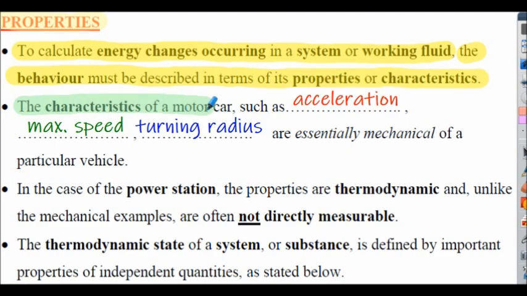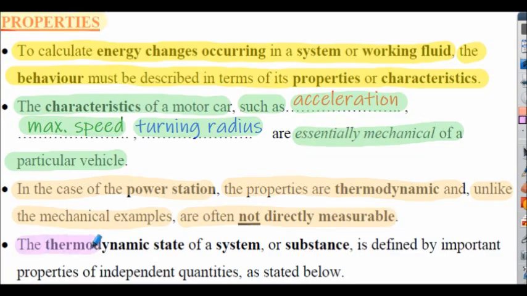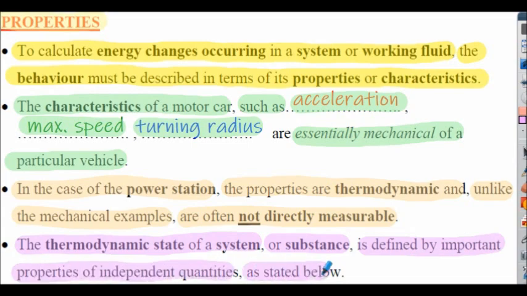Characteristics of a motor car, such as acceleration, maximum speed, turning radius, etc., are all essentially mechanical, related to a particular vehicle. In the case of a power station, the properties are thermodynamic and, unlike the mechanical examples, are often not directly measurable. The thermodynamic state of a system or substance is defined by important properties of independent quantities, as will be stated on the following slides.